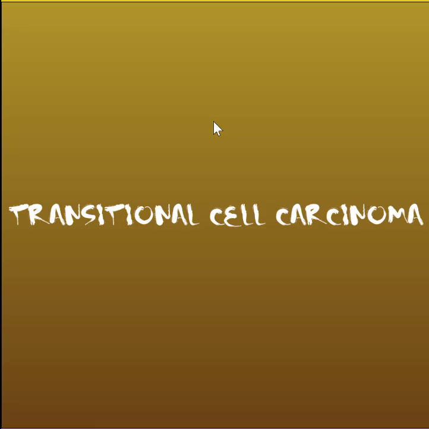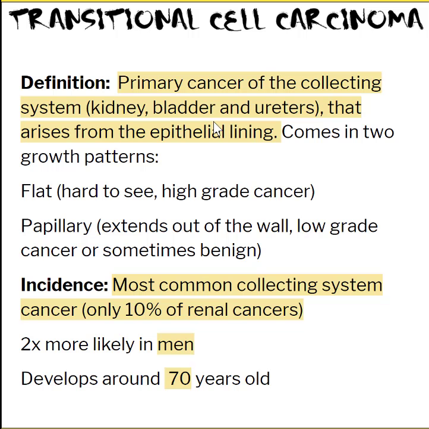Our next carcinoma of the kidney urinary tract system is transitional cell carcinoma. Transitional cell carcinoma is the primary cancer of the collecting system. So that does include the collecting system in the kidney, bladder, and the ureters. And this is going to arise from the epithelial lining of the collecting system. It also comes in 2 growth patterns.